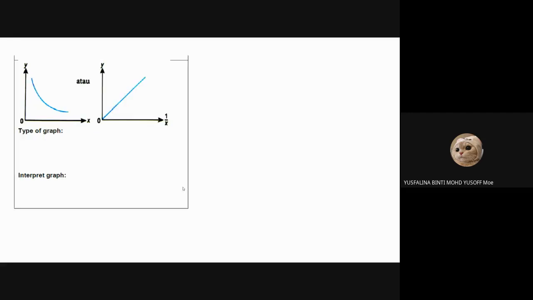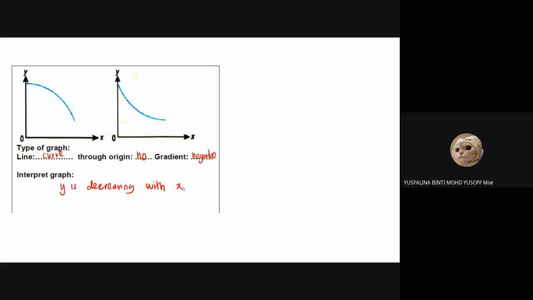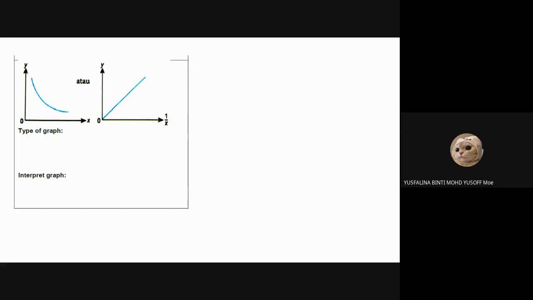Okay, so how about this one? It's different from this one because this one you can see intercepts the y-axis, right? But for this one, it doesn't intercept the y-axis. So the type of graph is a curved line. I put here A, and this one is B. For A, the type of graph is a curved graph, but for B, it's a straight line graph.